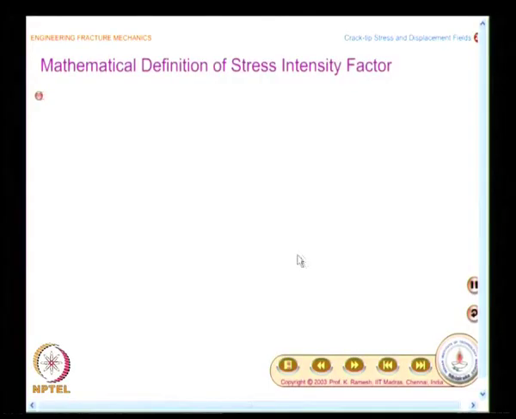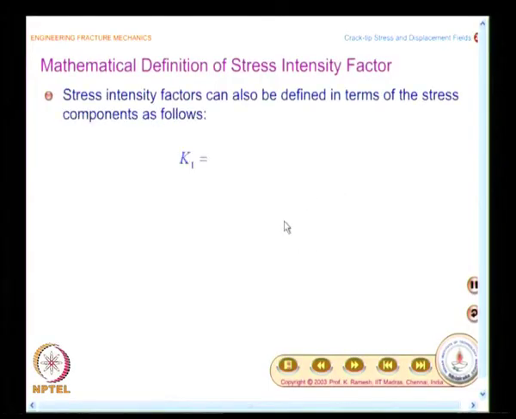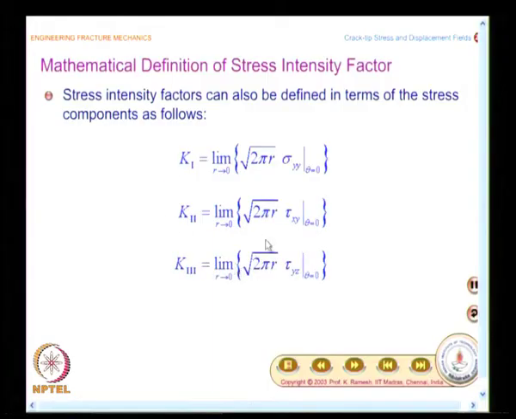And another one we have looked at: the strength of the stresses near the crack tip vicinity is solely dictated by the stress intensity factor. So, from that point of view, you could also define stress intensity factor for each of the modes like this. You look at the stress component sigma y at theta equal to 0 multiplied by root of 2 pi r, take the limit r tends to 0. So, you have a mathematical definition of how to get stress intensity factor K1, and how to get K2.